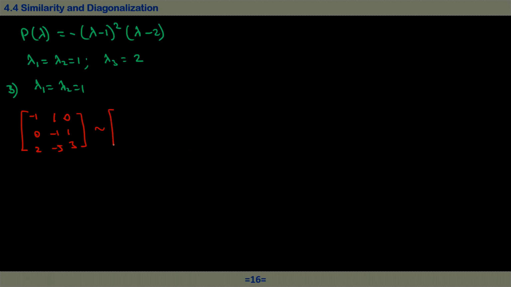Here, let's multiply the first row by negative 1. Here we have 1, minus 1, 0. Also here by negative 1, 0, 1, minus 1. And here we have 2, minus 5, 3.